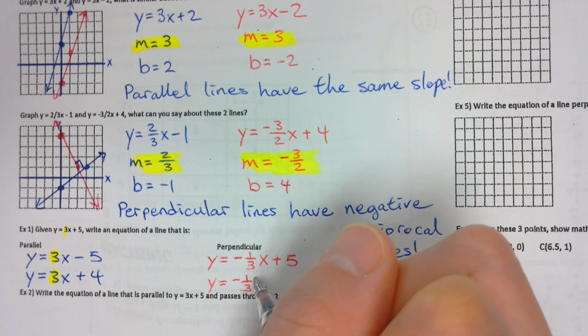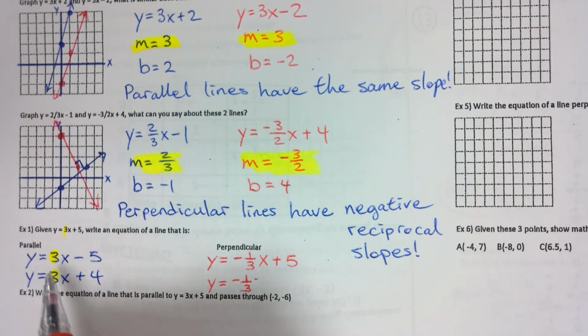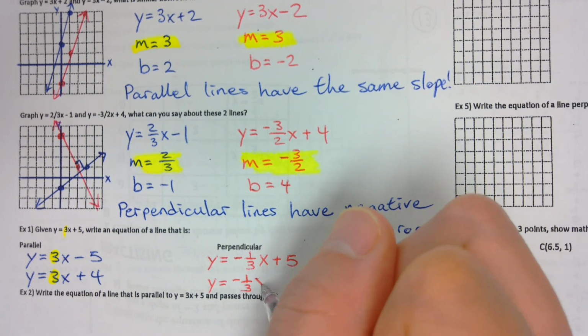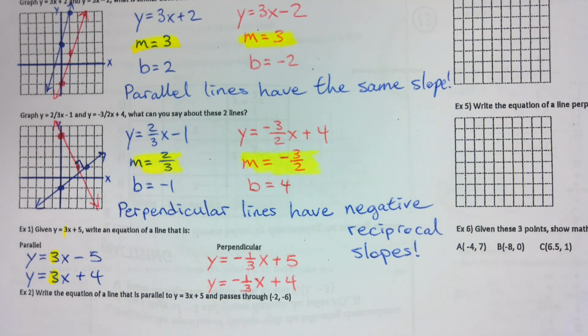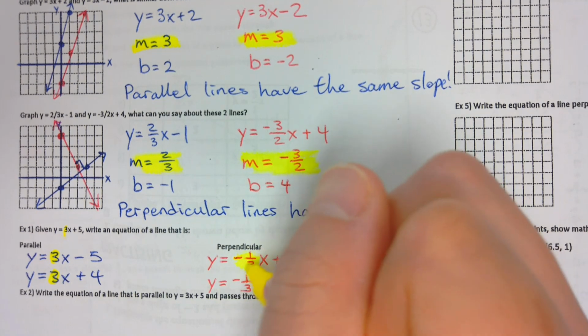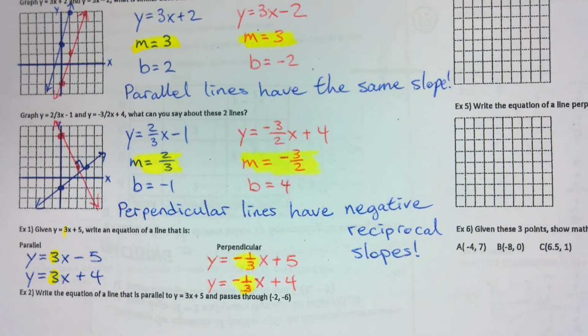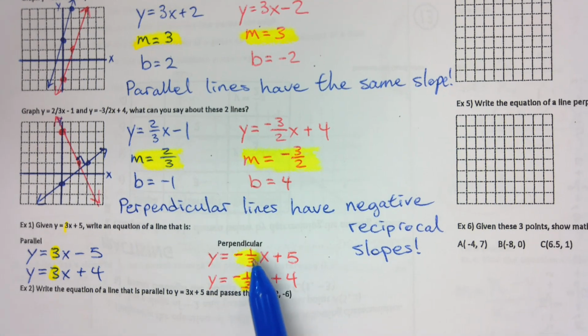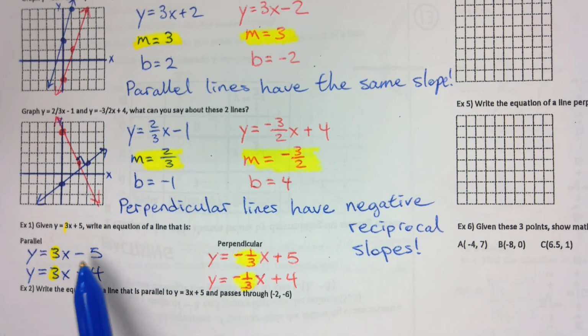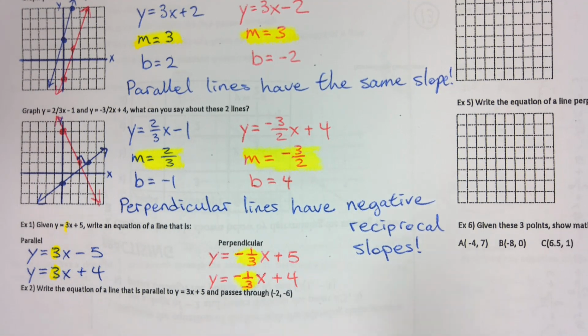Oh, not 1/4. It has to be the negative reciprocal. X plus 4. Sure. Yep. Again, as long as the slope is a negative reciprocal. If you're thinking, where did the 1 come from? Remember, 3 is the same as 3/1. So then when you flip it, it becomes 1/3.